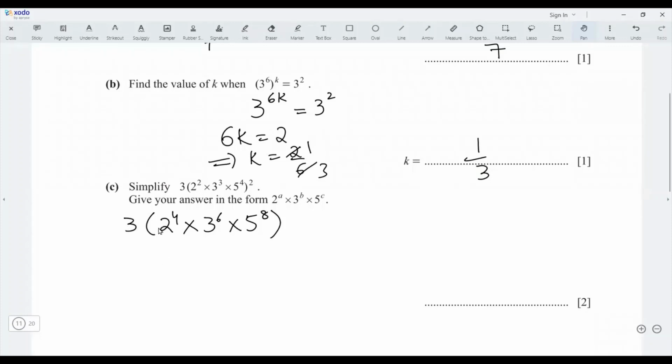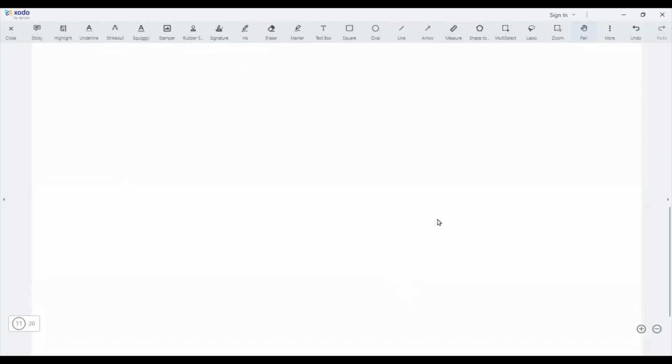This 3 will not have any impact on 2 and on 5, because only if the bases are the same can we add the powers. Multiplication will be done one time with that complete term. So 2 raised to the power 4 stays, 3 to the power 6 plus 1 is 7, and times 5 raised to the power 8. So this is the final answer: 2 raised to the power 4 times 3 raised to the power 7 times 5 raised to the power of 8. So these are indices type questions. We have solved them. Moving ahead to the next type of question.